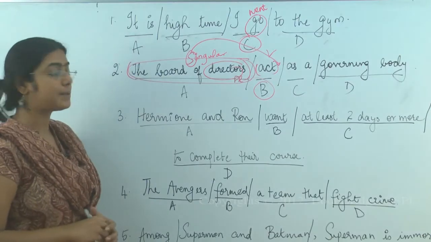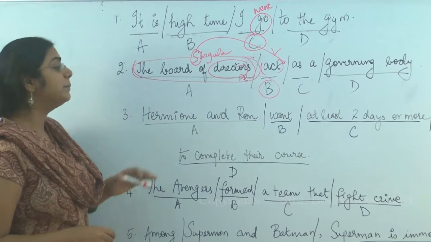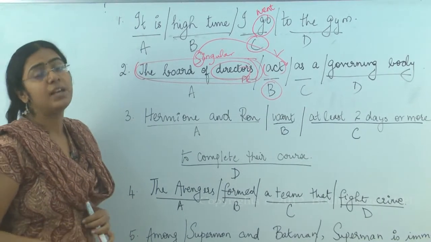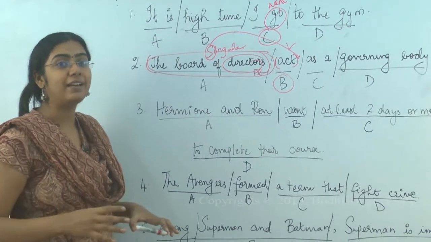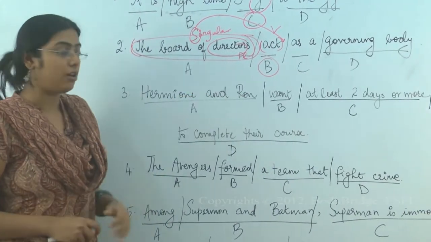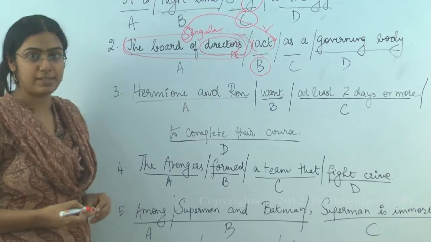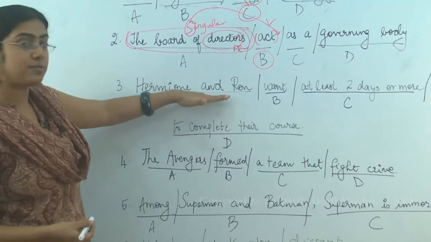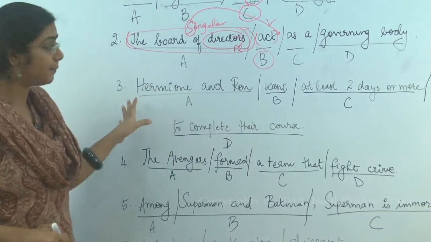Look into this. Hermione and Ron want at least 2 days or more to complete their course. Here again, people have problems identifying the very obvious error here. Hermione and Ron want. You don't have a problem with the subject verb agreement here. Plural subject, because there are two people. Want, there is no S. That's not a problem at all.